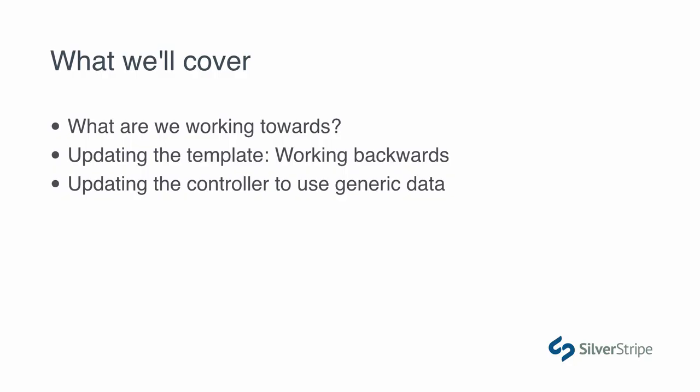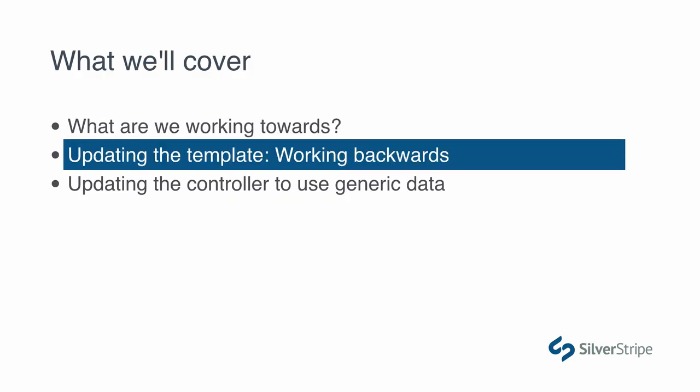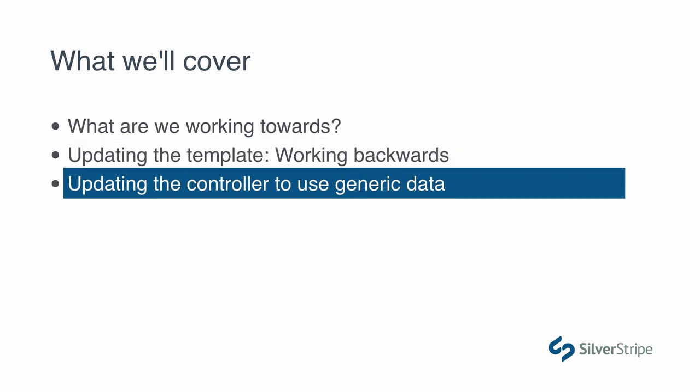So just a bit about what we'll cover here. We are going to just generally discuss what we're working towards here. This might seem like kind of a foreign topic to you. It's kind of an obscure title, so we'll explain all that. And then we will update the template and sort of work backwards and start with where we want to be and then retrofit into the controller so that we get what we want. And lastly, we will update the controller to use generic data.